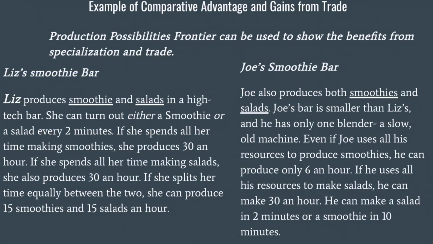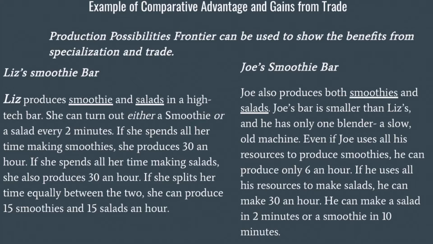The production possibility frontier can be used to show the benefits from specialization and trade. This is Liz's smoothie bar, and Liz produces smoothies and salads in a high-tech bar. She can turn out either a smoothie or a salad every 2 minutes. So if she spends all her time making smoothies, she produces 30 an hour. If she spends all her time making salads, she also produces 30 an hour. So if she splits her time equally between the two, she can produce 15 smoothies and 15 salads an hour. It means that she has an absolute advantage, or is efficient, in the production of both salad and smoothies.